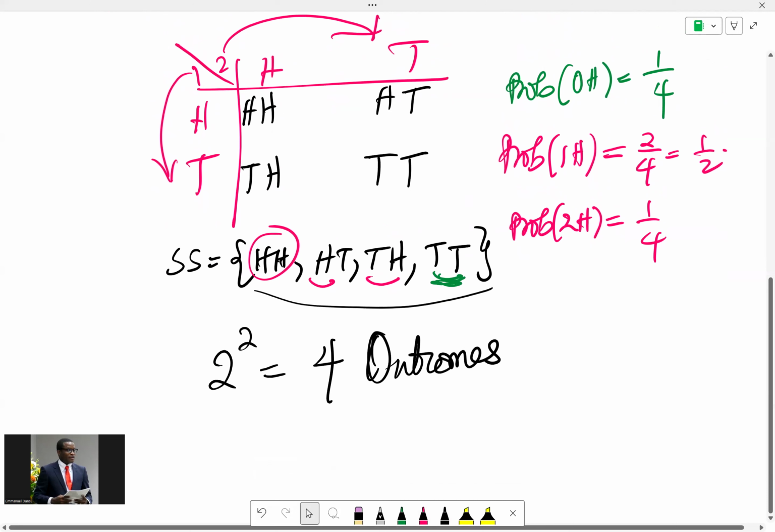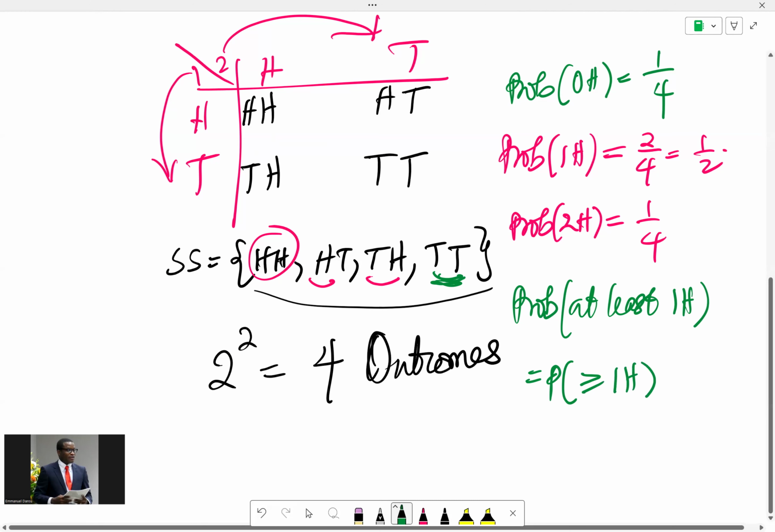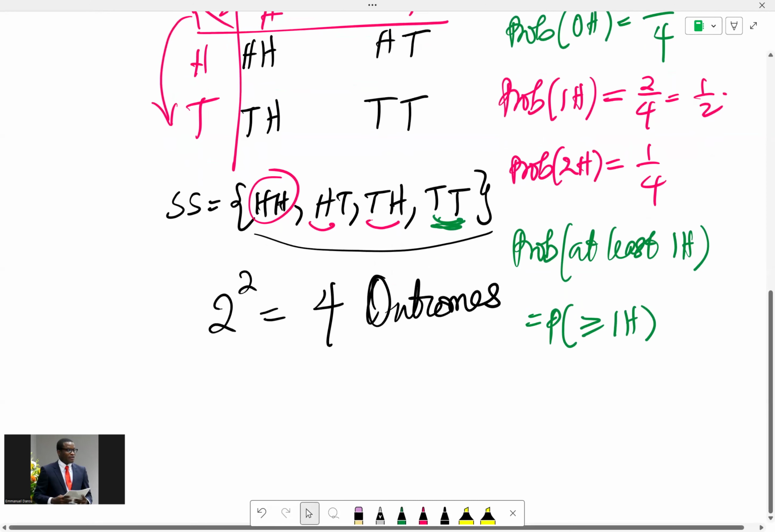So you can also get a question where you want to find the probability of getting at least one head. That means the probability that you have greater than or equal to one head. You understand? At least one head means a minimum of one head. That's probability of one head plus probability of two heads plus probability of three heads. That's what that simply means.